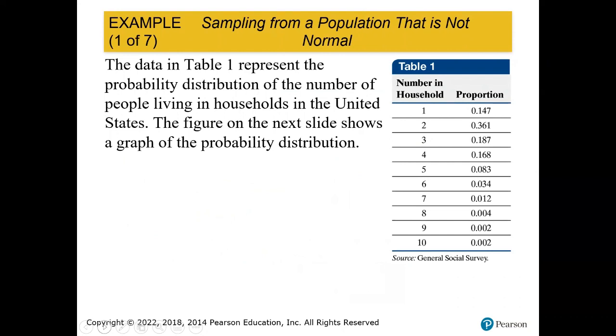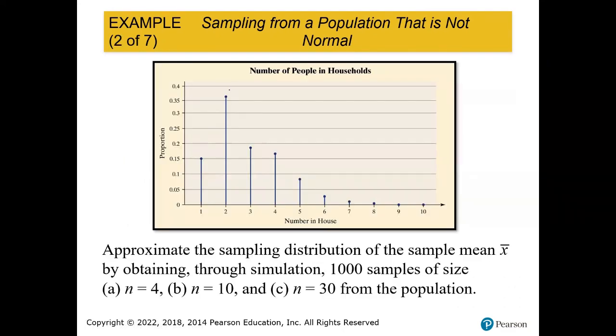The data in table 1 represents the probability distribution of the number of people living in a household in the United States. And the next slide is going to show the graph. It looks like here the most common number of people living in a house is 2. And we've got all the way up to 10 here. So my graph, if I were to graph this, is very skewed to the right.